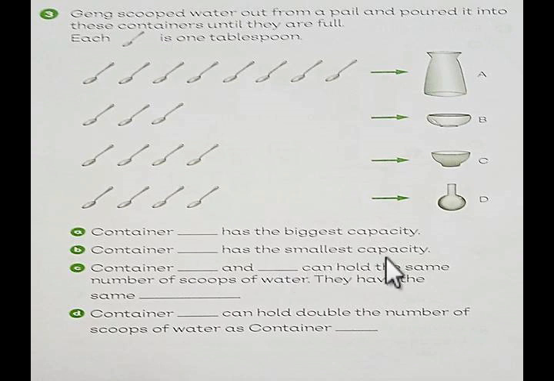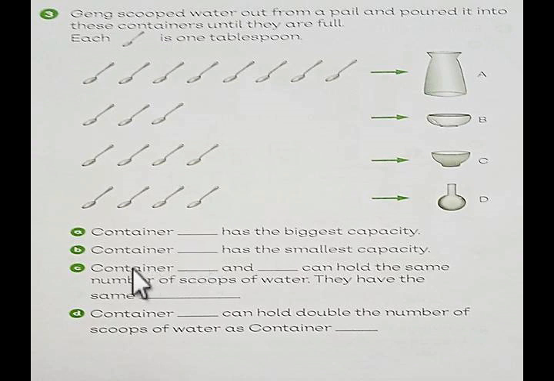Letter B. Which container has the smallest capacity? Which of these four containers has the smallest capacity? Is it A, B, C, or D? Look at the tablespoons. How many tablespoons to fill each container? Right here, container A, B, C, or D has the smallest capacity. Only one answer.